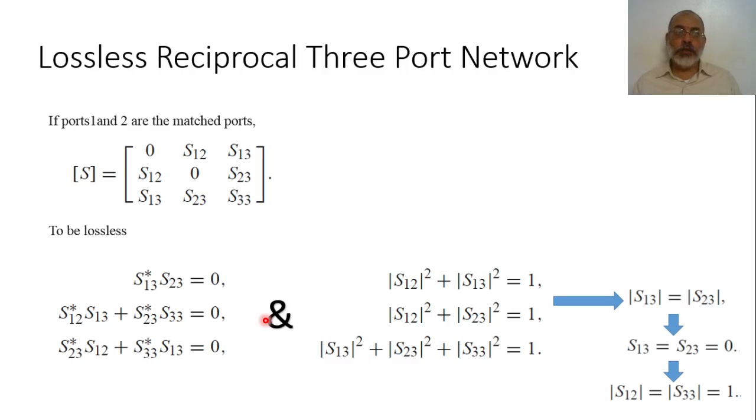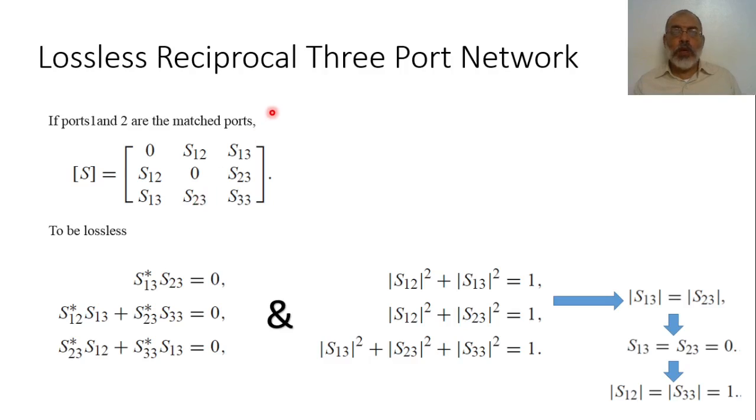Another configuration is lossless and reciprocal, but not completely matched. Lossless reciprocal three-port network. So in this case, we have the condition of a lossless network. We have the condition of a reciprocal network. The condition for a reciprocal network is that Sij equals Sji. So S12 equals S21, S13 equals S31, and S23 equals S32.